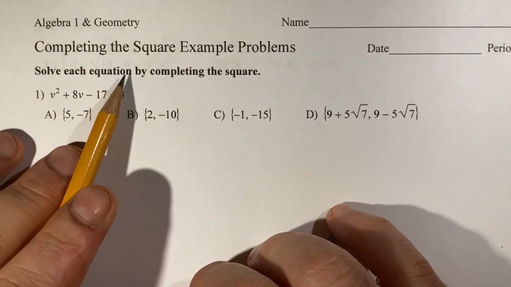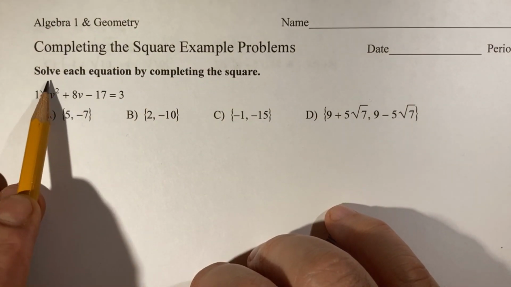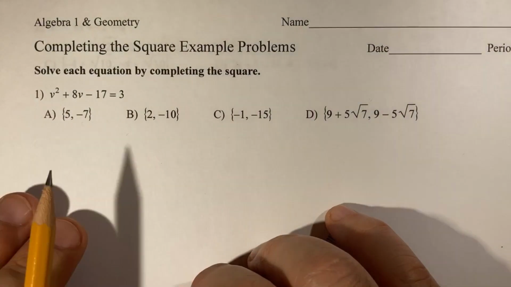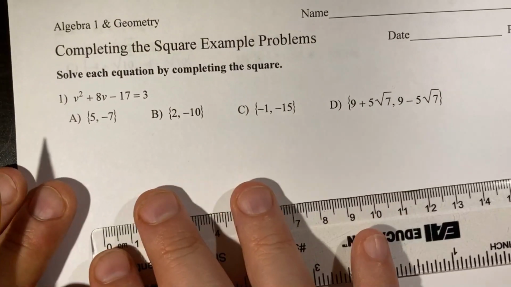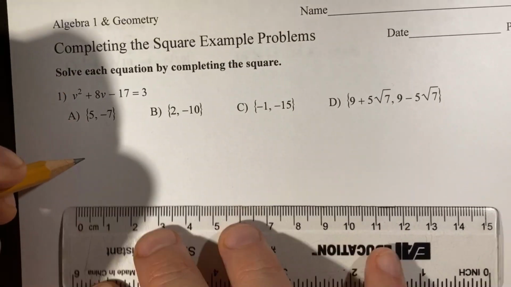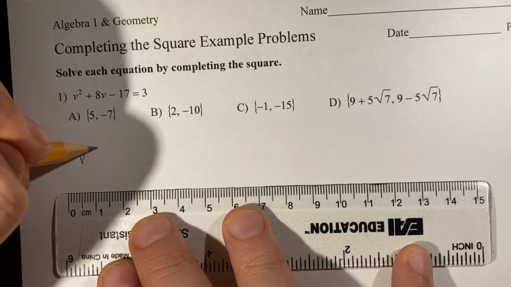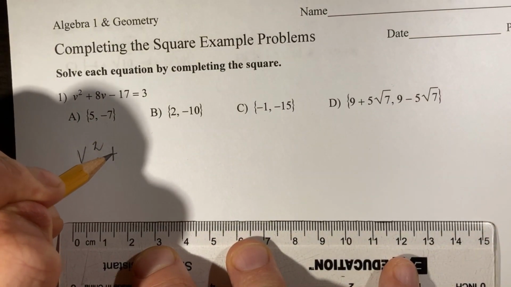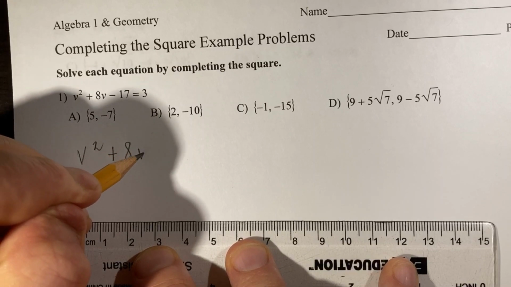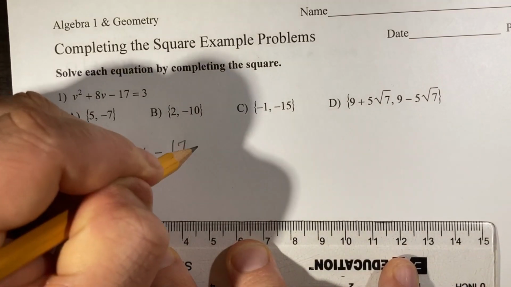So first we're going to be working completing the square problems, and we're presented with this problem: v squared plus 8v minus 17 equals 3. So the very first step is to actually rewrite this, because we're going to need to work with it. So we have v squared plus 8v minus 17 equals 3.